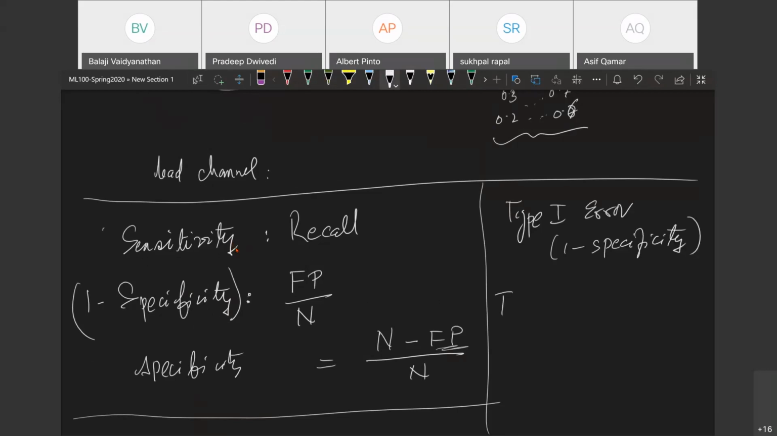Then there is a type 2 error. Now, what is type 2 error? It is 1 minus recall, or you can call it 1 minus sensitivity.